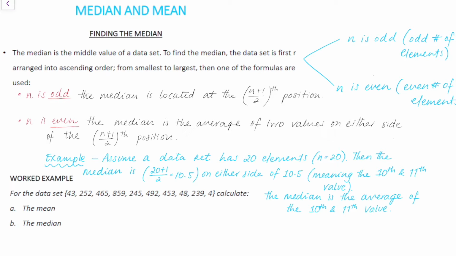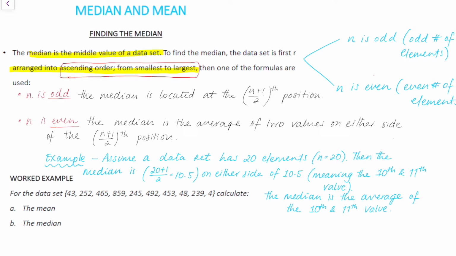But before we jump into that, the median is the middle value of a data set. To find the median, we need to first rearrange the data in ascending order from smallest to largest. Now this I cannot emphasize enough. It is so important to make sure that your data values are going from smallest to largest, otherwise it will completely throw off what your median actually is. I mentioned earlier that we have two different pathways we have to take depending on whether we have an odd number of elements or an even number of elements.